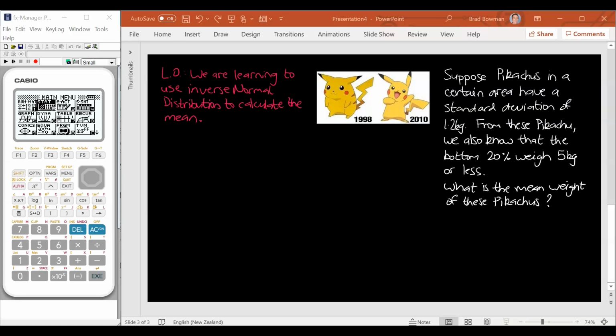Today's learning objective is in pink, and we are learning to use inverse normal distribution to calculate the mean. The key part of our learning objective is that idea of the mean. And I know I always come back to this, but let's draw a normal distribution graph.